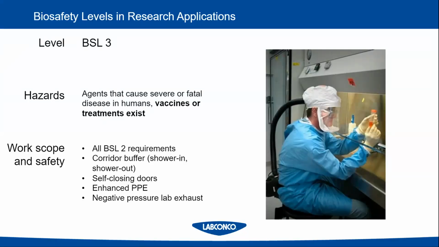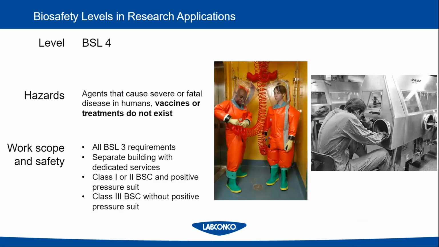So there are lots of safety measures added on to a BSL-3 lab. That includes a corridor where researchers would have to shower in and shower out, self-closing doors, enhanced PPE, so you can see that this researcher now has a full face mask and respirator on, and a negative pressure lab exhaust, so air in the lab can never leave the lab.